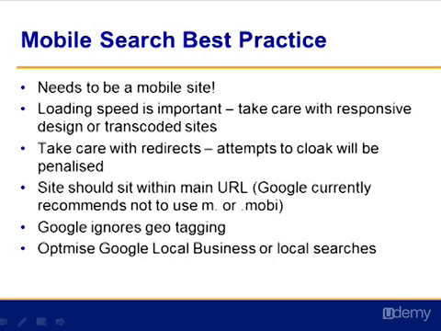The other thing that they take into account is loading speed. The search engines are well aware of the need to load quickly on a mobile device of some of the data restrictions that people have. So you need to take care with things like responsive design or transcoding sites. So in other words, if you're taking a desktop site and transcoding that for mobile, try and declutter it and make sure that it loads well. The other thing that Google will penalize are bad redirects. Redirects that attempt to cloak or hide the site are always going to be penalized.